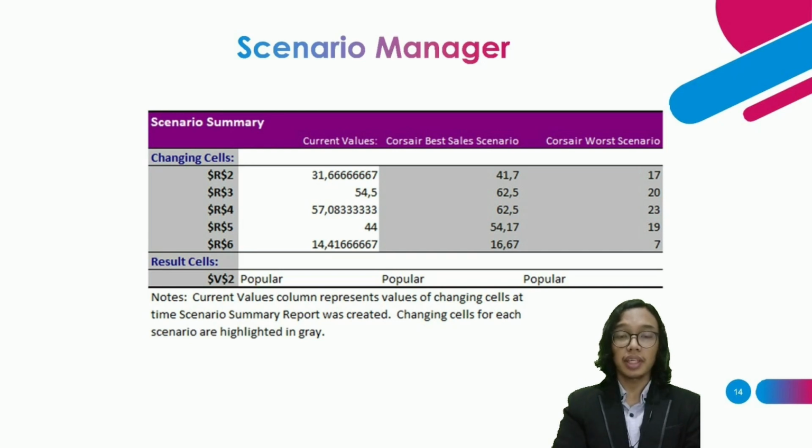Next, scenario manager. A scenario is a set of values that Excel saves and can substitute automatically on your worksheet. You can create and save different groups of values as scenarios and then switch between the scenarios to view the different results. In this sheet, we create the best and the worst scenario for a specific brand.